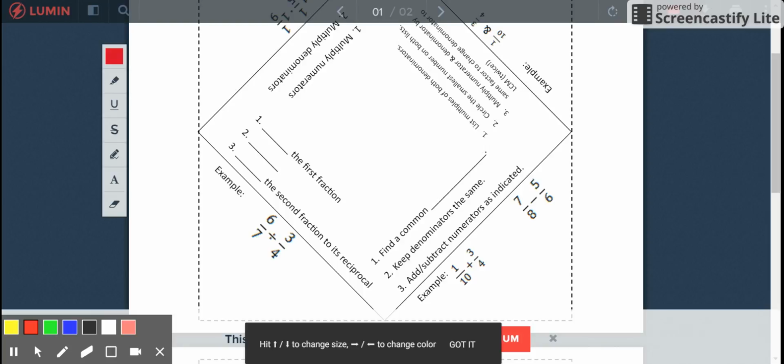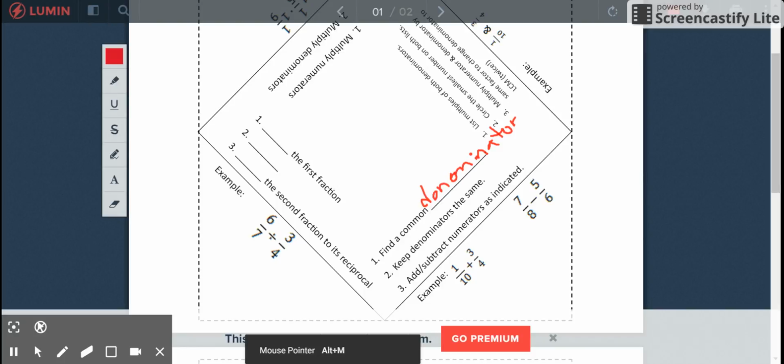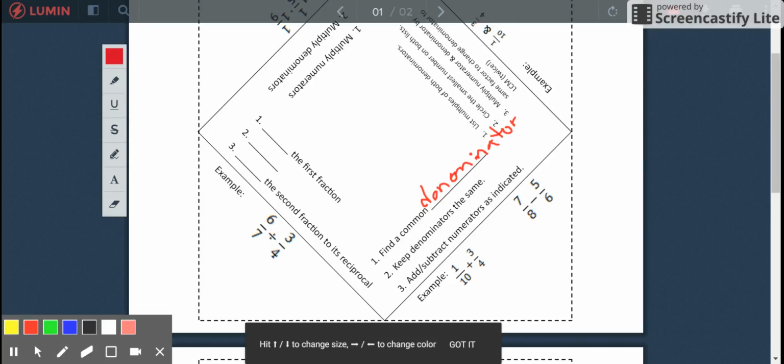Step 1 for both of these is going to be to find a common denominator. You should have just watched the video on how to find a common denominator, so hopefully it's fresh in your mind. Number 2, keep the denominators the same. And then number 3, add or subtract the numerators as indicated. So that's exactly what we're going to do right now.